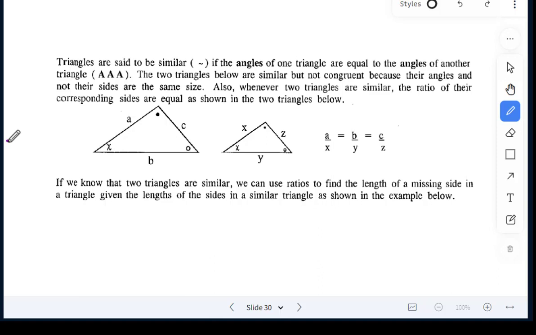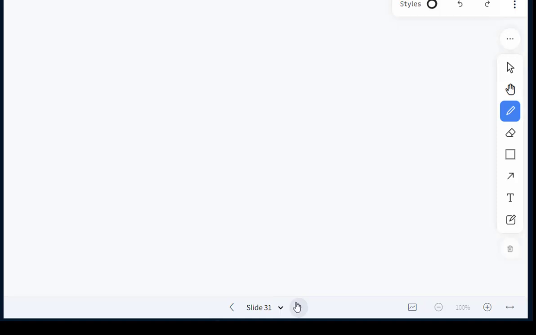So what we can do with questions like these is set up ratios. Whenever two triangles are similar, the ratios of their corresponding sides are equal, like we can see here. So A over X is equal to B over Y is equal to C over Z. Make sure you keep your triangles organized. If you look at all our top letters, they all correspond to our larger triangle, and on the bottom, the letters correspond to the smaller triangle. So if we know that two triangles are similar, we can use ratios to find the length of a missing side. So let's take a look at our example.